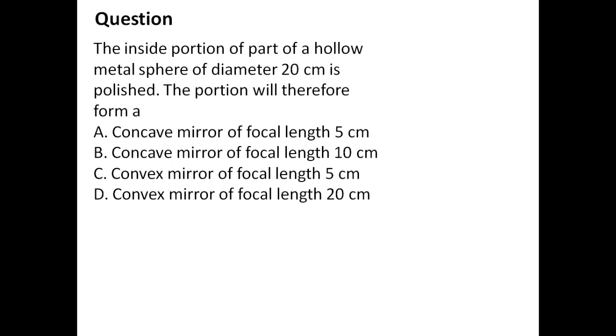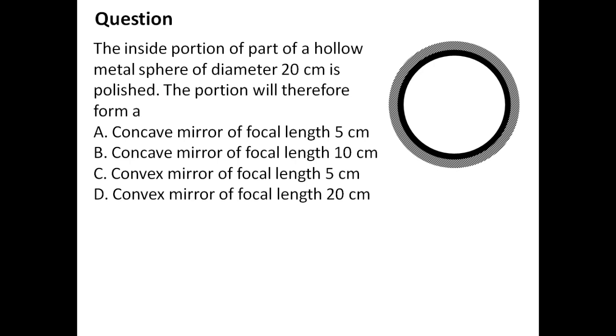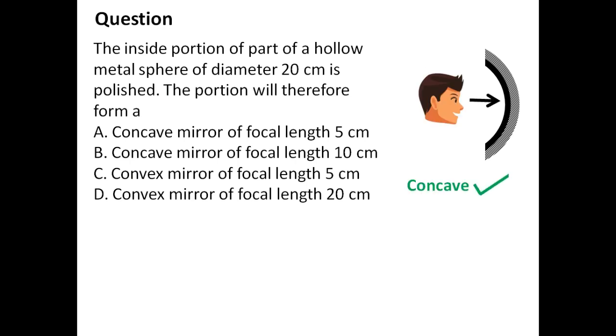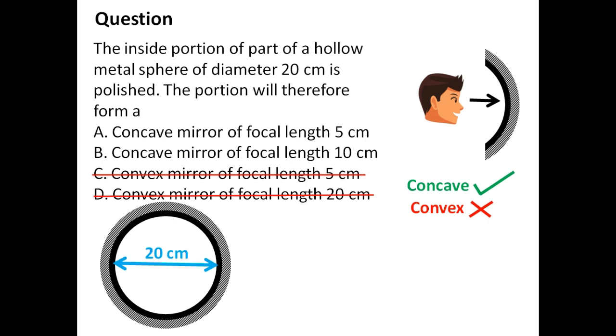Okay. First of all, since the inside portion of the sphere is polished, it means that the mirror is a concave mirror, and never a convex mirror. So, options C and D cannot be correct. Okay, great move. And now, since the diameter of the sphere is 20 centimeters, it means that the radius of the sphere is 10 centimeters. This is because we know from elementary geometry that the radius of a sphere is always half the diameter.